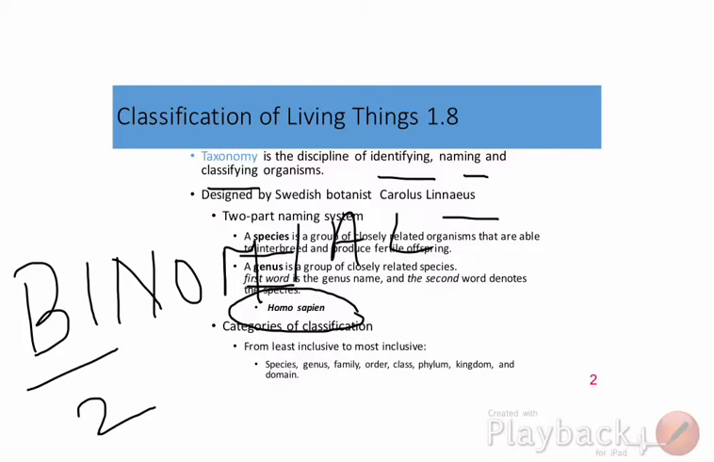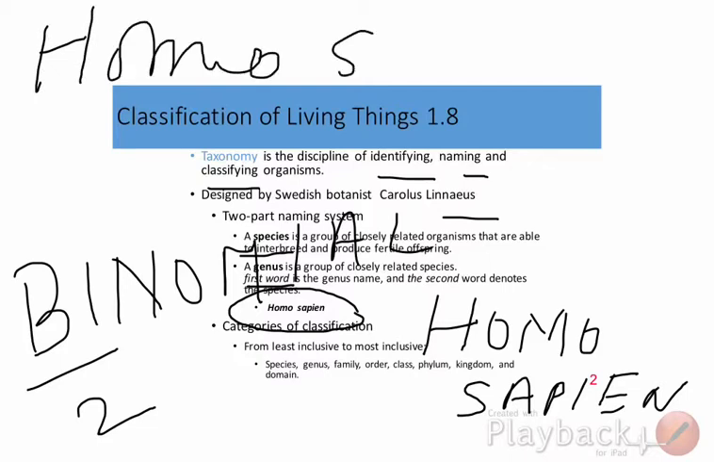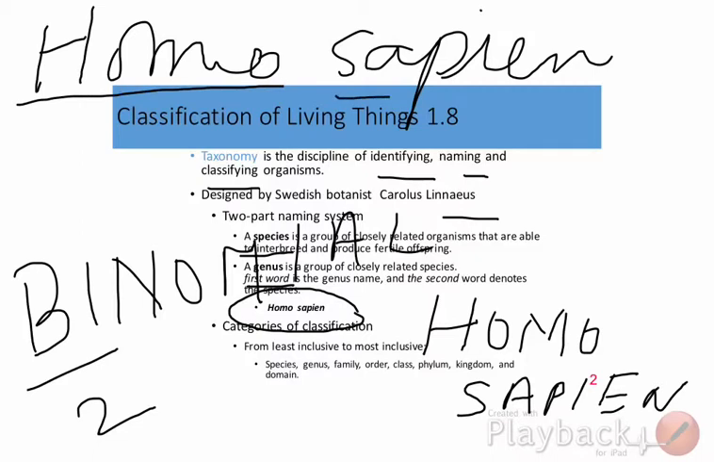Now how do we write it? If you're typing it, you can write it all caps like this, Homo sapien. I'm using my finger, I don't have a stylus pen in here. So you can write it all caps, no problem. Or if you're typing it, you can write Homo sapien. Now remember, when you're writing it by hand, then you underline it. If you're typing it, you can italicize it like it is done here. You do not need to underline.